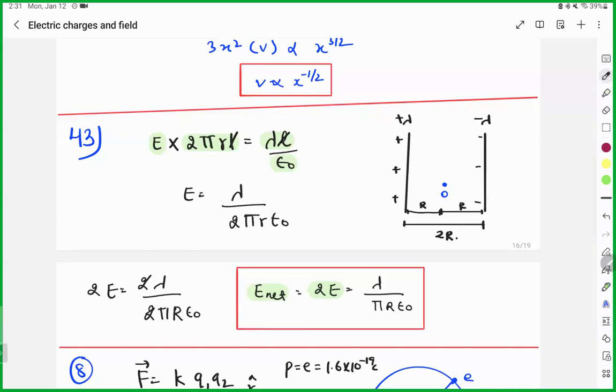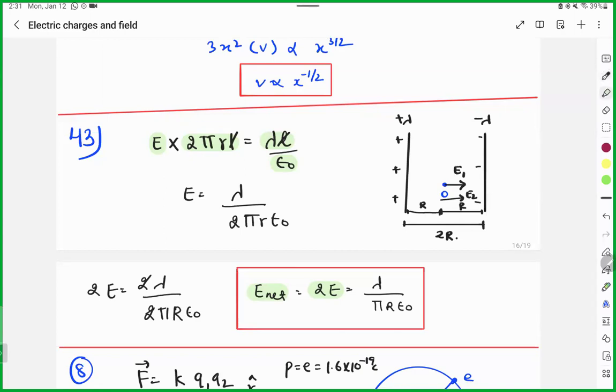Got it? Now the positive rod will repel this unit positive test charge with E1. The negative rod will attract it with some electric field E2. Can we say both electric fields are in the same direction? They will add up. Yes, sir. And now we have to calculate E. Same method.